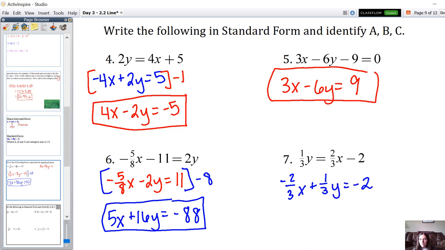Going to get rid of the denominator and the negative all at once. I'm going to multiply everything by negative 3. That leaves us with 2x minus, and then 1/3 of 3 is just 1, so minus y equals positive 6. Everything's an integer, a is positive, it's all in the right order, so we're done.